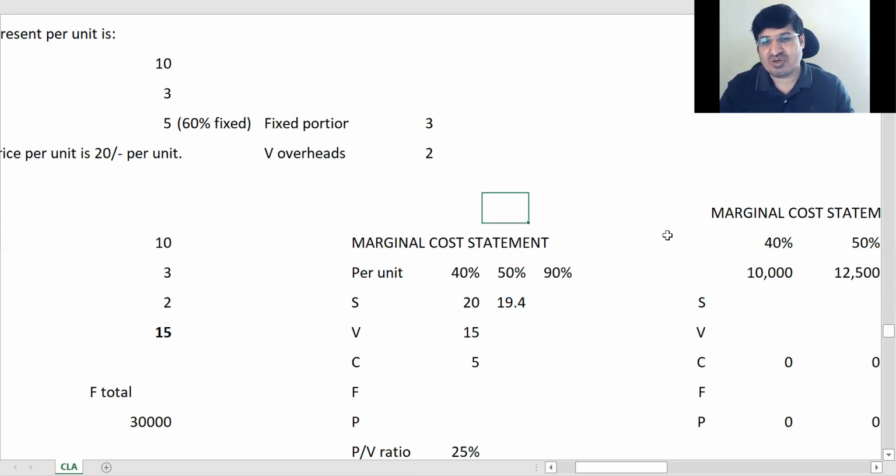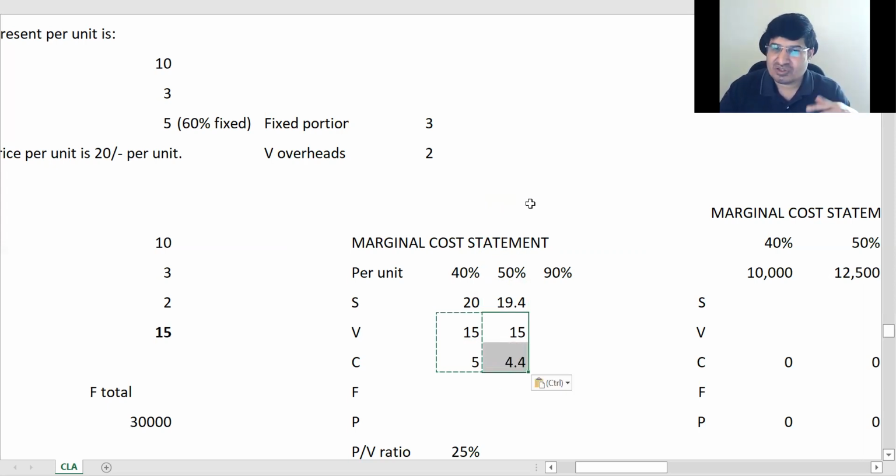Okay, similarly I'll show you. If I do 3%, this is 20 into 3%. This becomes 0.6. 20 minus 0.6 is 19.4, correct? So this is how I got this. Variable cost remained unchanged in the first case. So I put that and I've got contribution. ठीक है? और 90% में 5% it reduced by 5%.